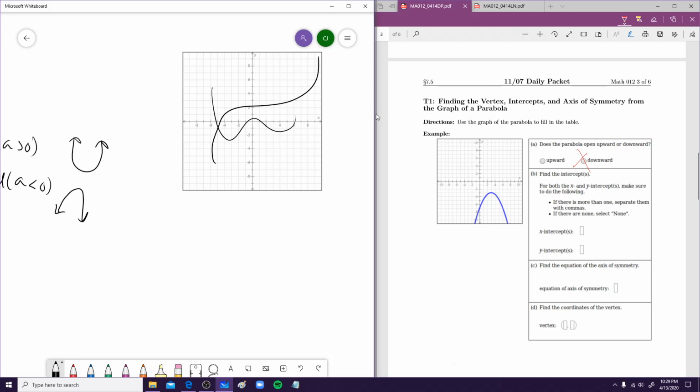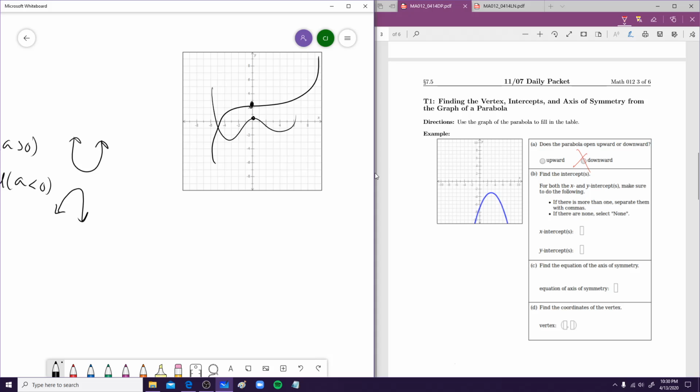Then what would our y-intercept be? Our y-intercept would be when our graph crosses the y-axis. It is when x is equal to 0. So in here, our y-intercept would have been right here or right here. It's just whenever it intersects it. When they intersect, that's what x and y intercepts are.